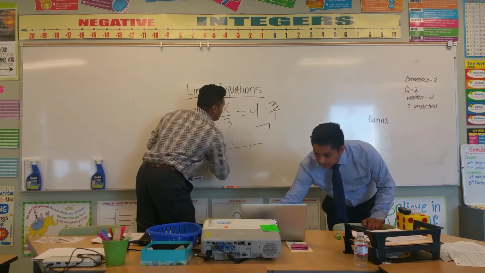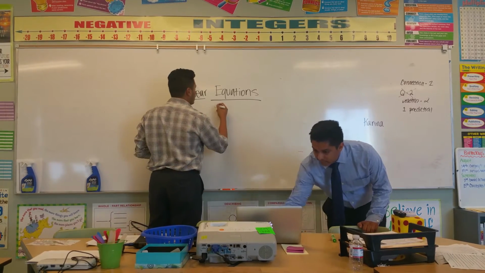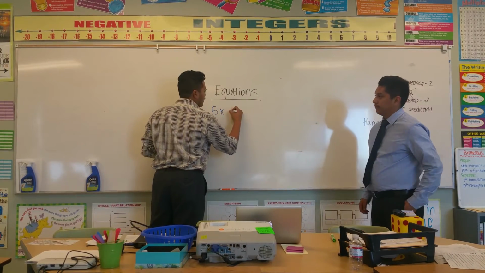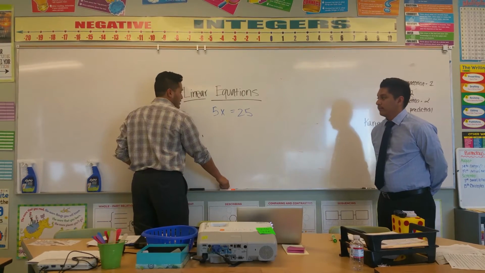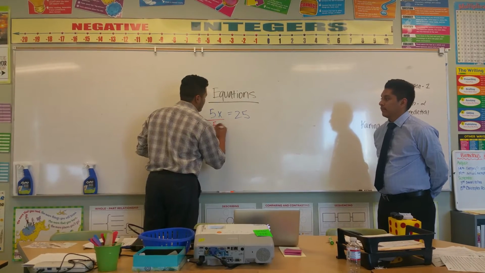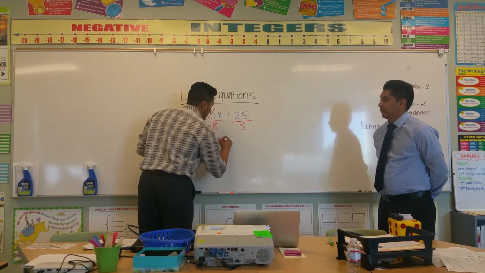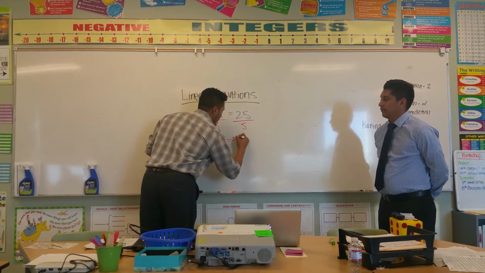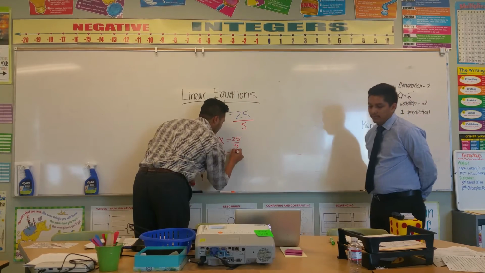Alright, let's try a multiplication one. If we have 5x equal to 25, we know that the inverse of multiplication is division. So we'll divide by 5 on both sides. These 5's will cancel out, and we're left with x equals 25 over 5, which means x is equal to 5.